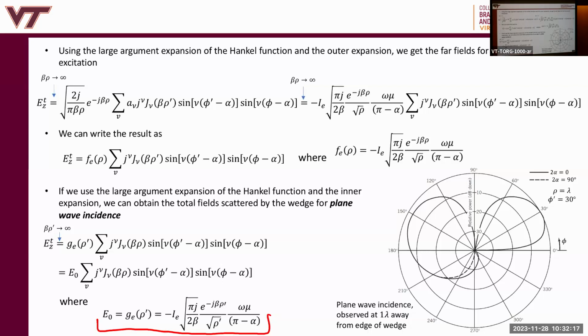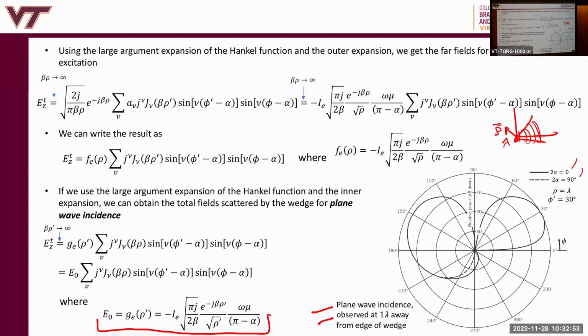All right, so here is the plot of the far field. Plane wave incidence observed 1 lambda away. So the source at infinity, so it's a plane wave incidence. We observe the field at 1 lambda away from the edge of the wedge. So rho, the observation, is 1 lambda away from the origin. All right, this is all wedge. And we have multiple cases here. We have 2 alpha equal to 0. So it's a half plane solution, which is the solid line.